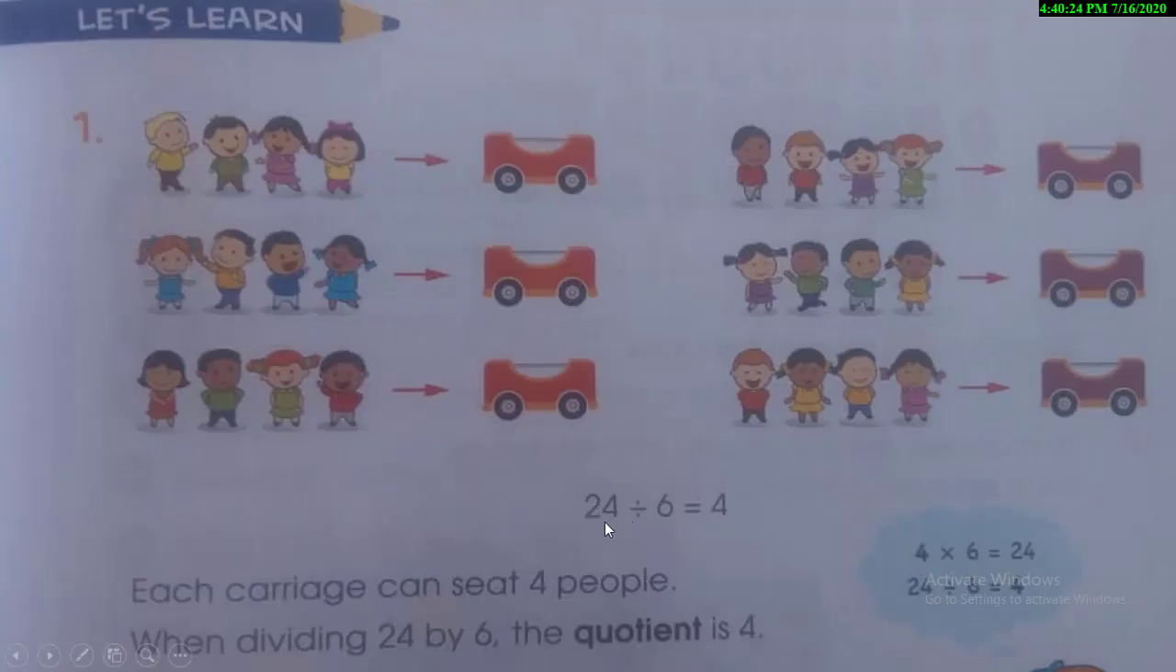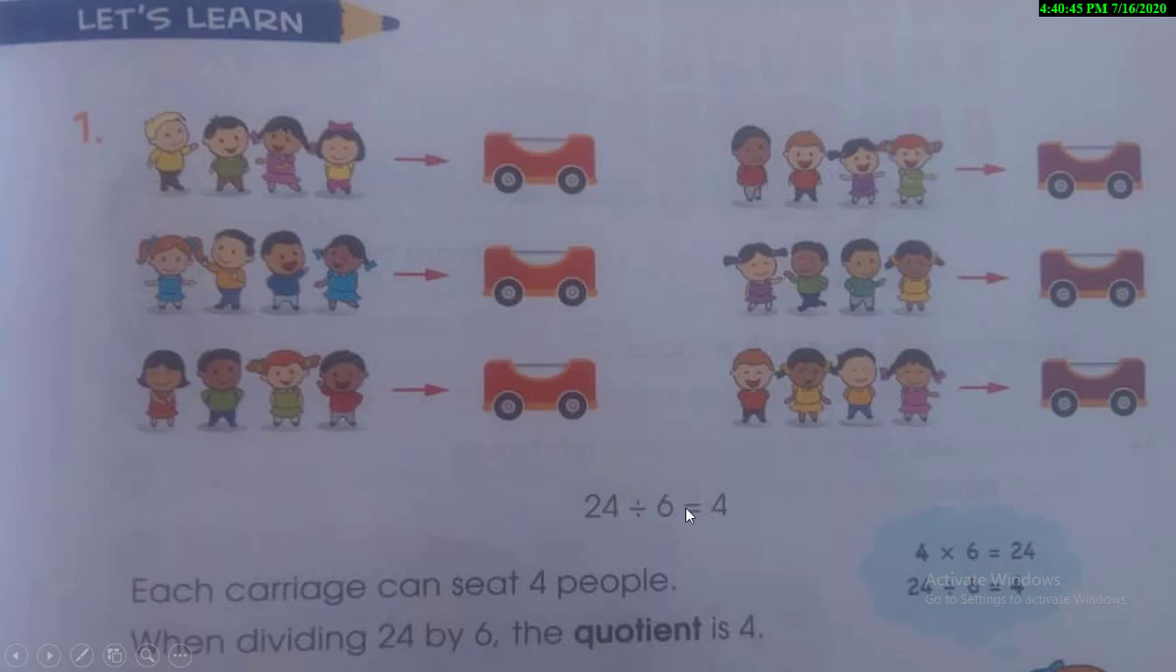Okay, how? Your question is mentioned over here: 24 divided by 6. So let's start reading the 6 times table. 6 ones are 6, 6 twos are 12, 6 threes are 18, 6 fours are 24. Yes, we find this number 24 over here. So 6 fours are 24.